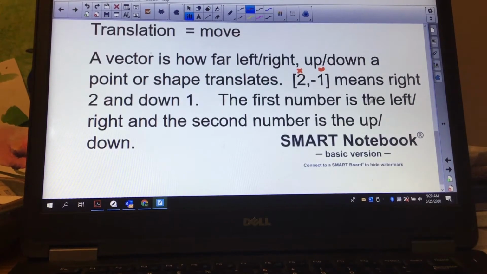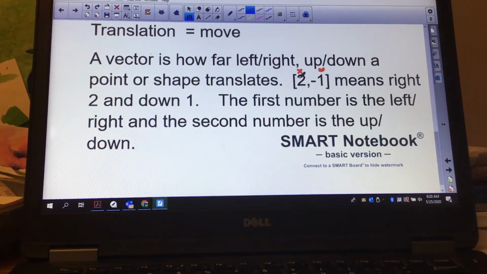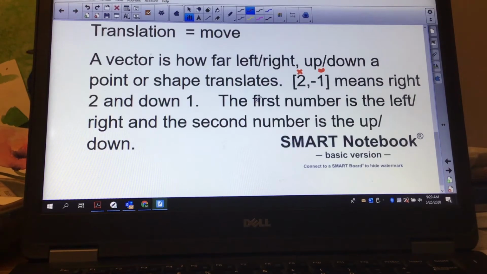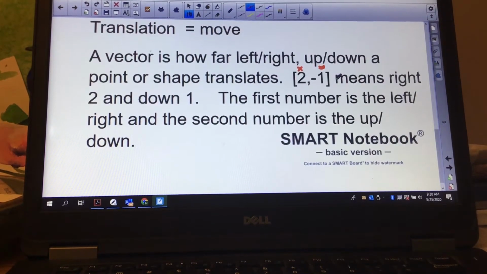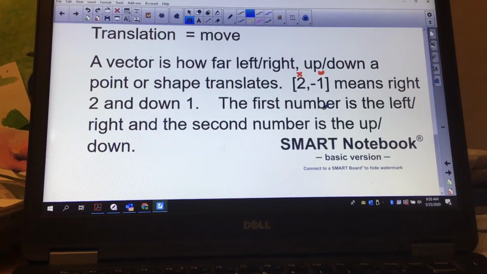The first number is the left and right. So when it's +2, it's moving right. If it was -2, it's moving left. And the second number is the up and down. A negative number means down, a positive number means up.